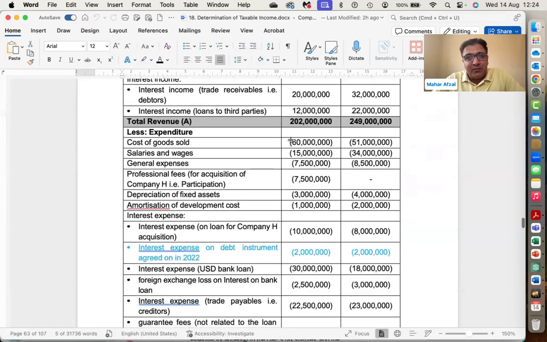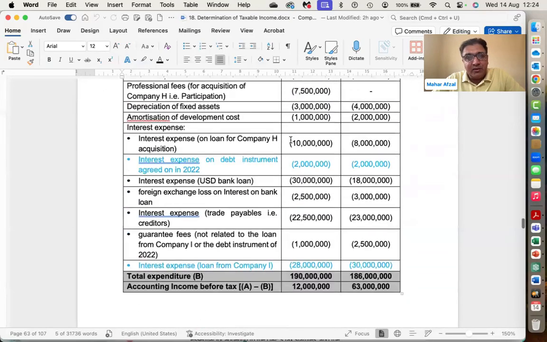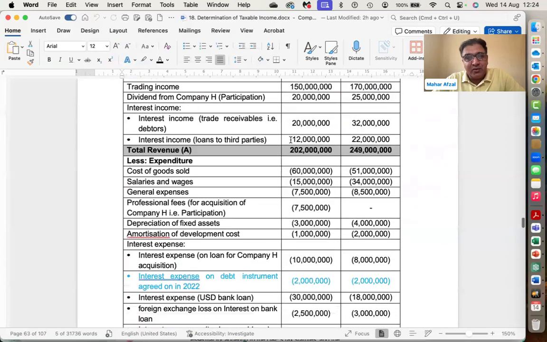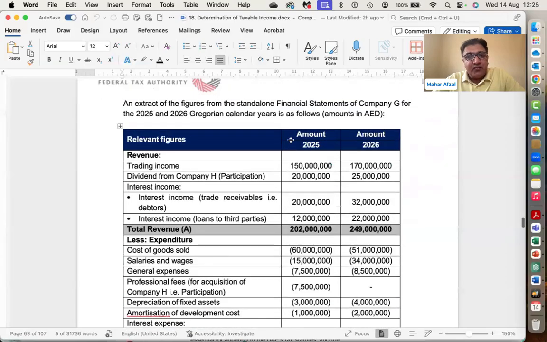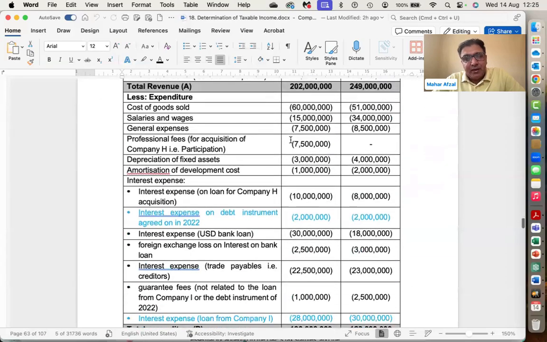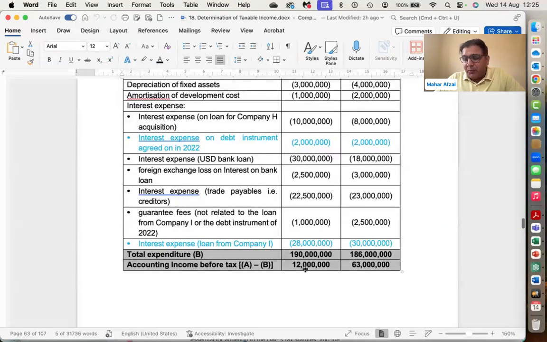Again, they have given the revenue profit and loss account. I will calculate for the first year. You can calculate for the second year. So for the first year, what is your accounting income? 12 million is the accounting income. This is the profit.